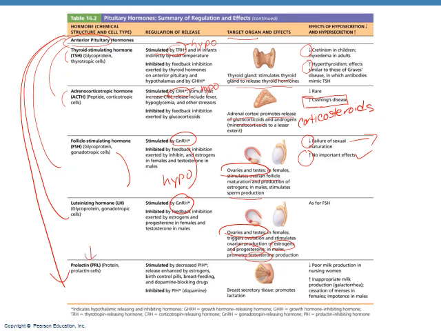And then prolactin, we know that's released from the anterior pituitary. It's stimulated by a decrease in PIH. And where does it go? It goes to the breast tissue and promotes lactation. What happens if you have too much? What happens if you have too little?